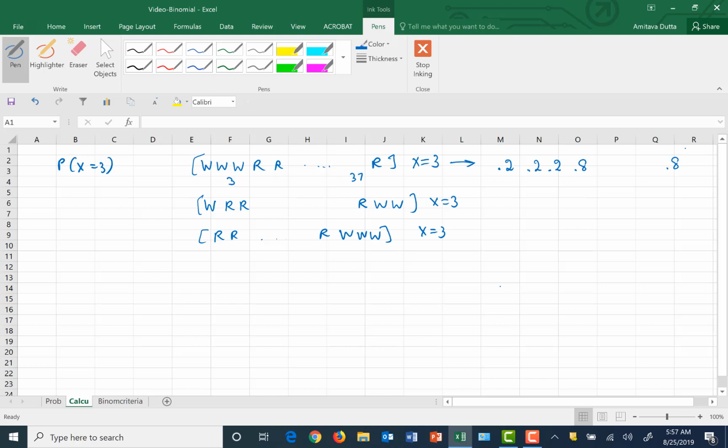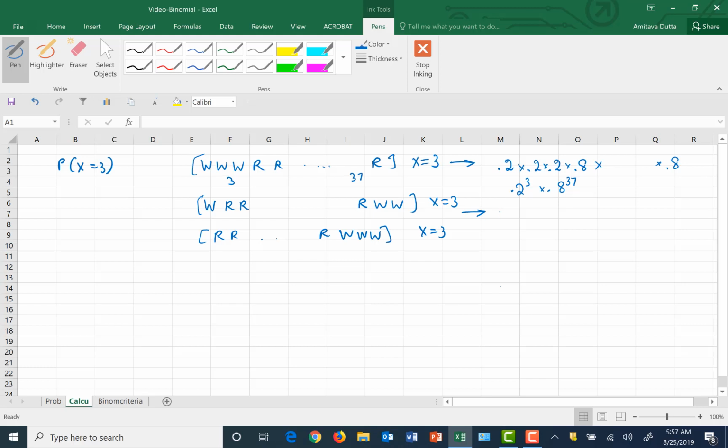If we assume independence of outcomes, then the probability of WWW followed by 37 R's is simply the product of these numbers. In shorthand, this is 0.2 to the 3 multiplied by 0.8 to the 37. And this product follows from what we know about independence. If you have two independent events, the likelihood of those two events happening together is simply the product of their probabilities. So how about this second sequence?